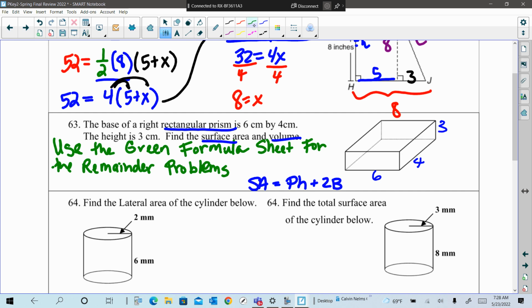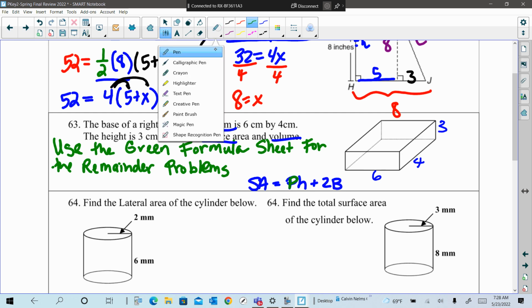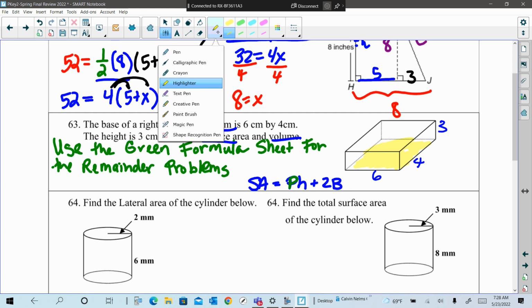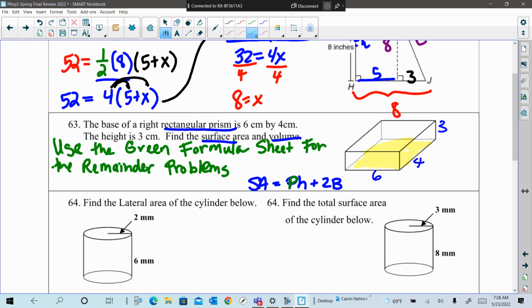So to find the total surface area, you need to know the perimeter of the base. That is the distance around this 6 by 4 rectangle, because this is your base. So the perimeter here would be 20. We also need to know the capital B, which is the area of the base. That is 24. So we're just plugging into the formula.